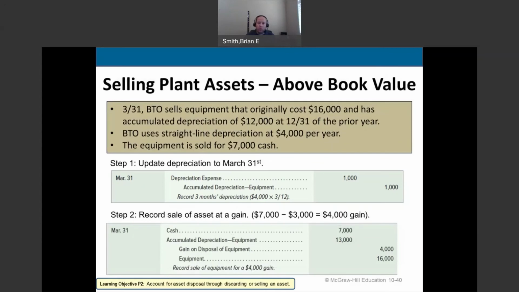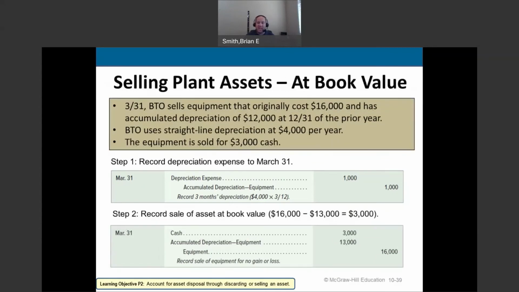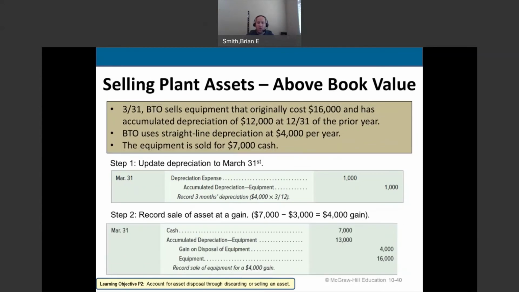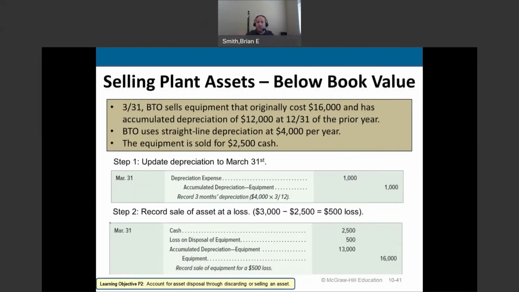Now, what if we sold it for more than that? Say we got $7,000 cash. It is the same exact journal entries as before, but now that we're getting more, we're going to increase our cash by that $4,000. It was $3,000 before, now it's $7,000. Whatever is above book value is going to be our gain. So $4,000 is our gain on the disposal of the equipment. Conversely, if we sell it for less, we're going to take it as a loss. In this case, we sold it for $500 less than our book value, so we're going to take a $500 loss on the sale of that equipment.